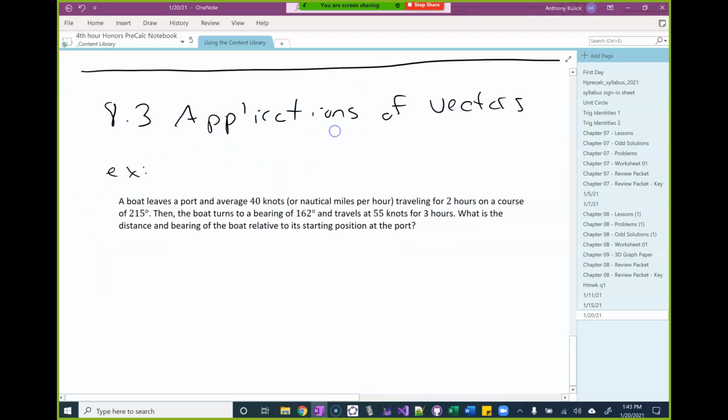So here we have that a boat leaves a port and averages 40 knots, traveling for 2 hours on a course of 215 degrees. Then the boat turns to a bearing of 162 degrees and travels at 55 knots for 3 hours. What is the distance and bearing of the boat relative to its starting position at the port?